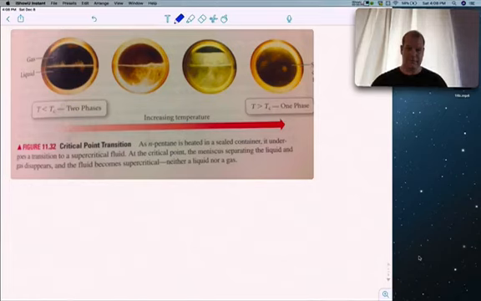Hello, this is the third section of chapter 11. So, we're going to talk about critical points. Critical point is where you cannot tell the difference between a liquid and a gas. So, the idea is what makes something a liquid is the fact that there is an attraction between the molecules, and that attraction yields a liquid phase.